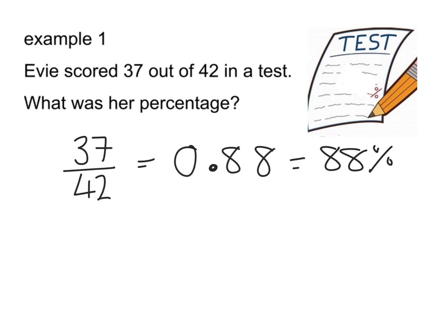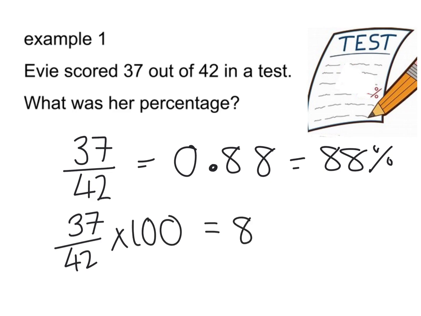If you want to do it all in one go in the calculator, you're doing 37 divided by 42 times 100, and it gives you straight to the 88.0952 part, which is still 88%. Generally I'm just rounding to the nearest whole number, because that's what we do when telling you your test score. We don't tell you what it was exactly. So 88% for test score.